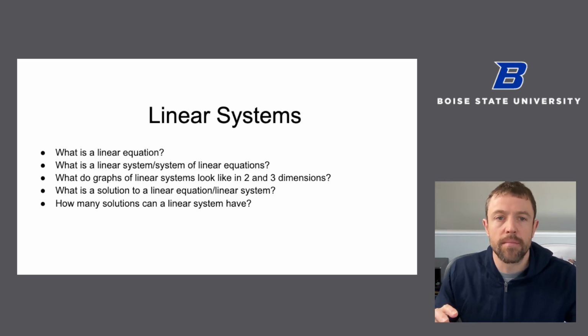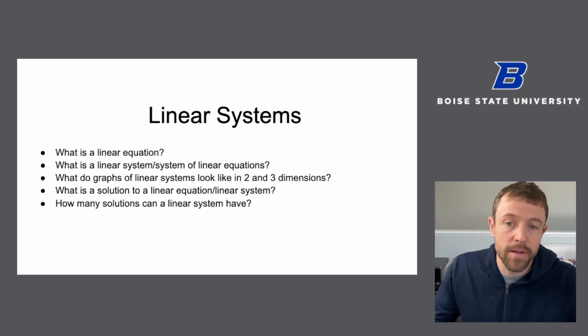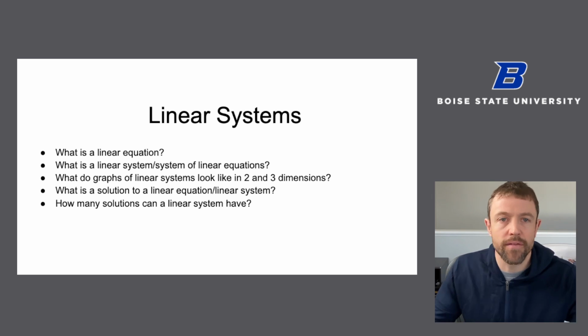Then I want to give some visual ways of thinking about this. I want to look at graphs of linear systems when we're in 2 and 3 dimensions where we can actually visualize these things. And then I want to take a bit of a turn and look at this notion of a solution to a linear equation or a linear system. So in particular, what is a solution to a linear equation or linear system? And how many solutions can a linear system possibly have, given some small amount of information about it?